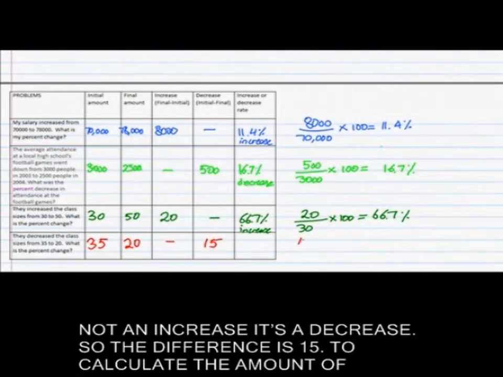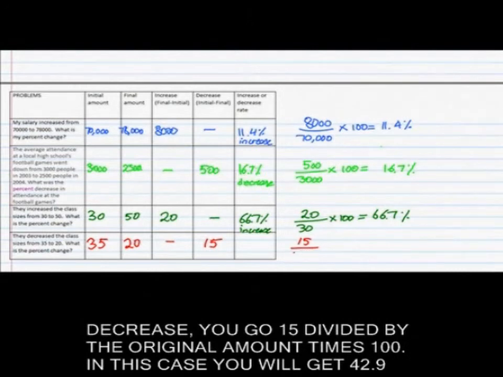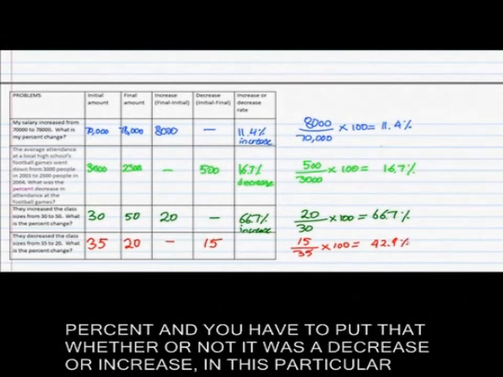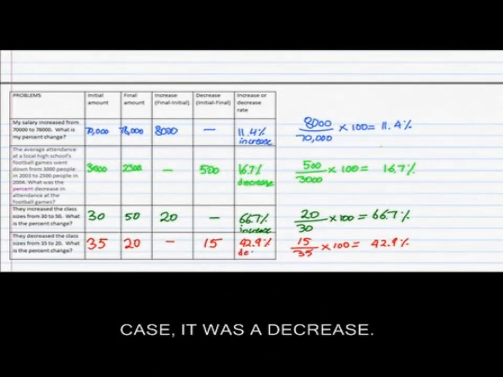To calculate the amount of decrease, you go 15 divided by the original amount times 100. In this case, you'll get about 42.9%. And you have to just put down whether or not that was a decrease or increase. In this particular case, it was a decrease.